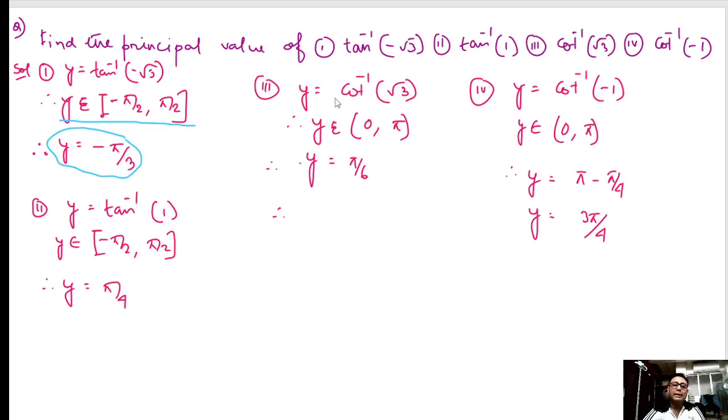Similarly, y is equal to tan inverse 1, and this value of y should lie between minus pi by 2 to pi by 2, so it is pi by 4. It is within the range.